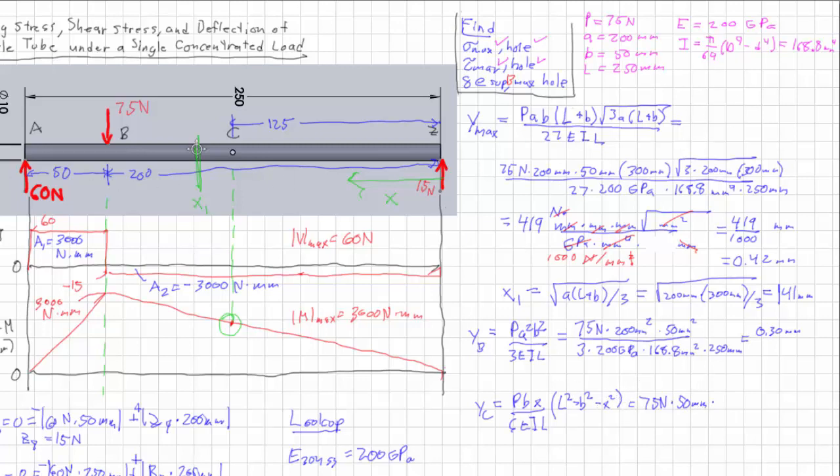We never put that in up here. So X is where the hole is. And like I said, it's going from right to left here. So that would be 125 millimeters. So X is 125 millimeters. And that's all over 6 times that EIL thing.